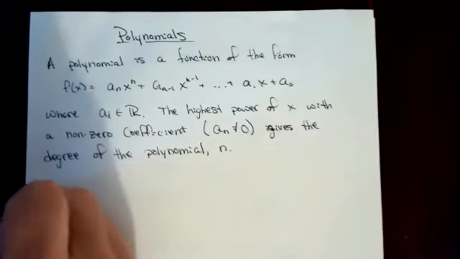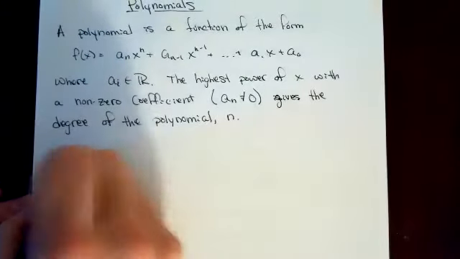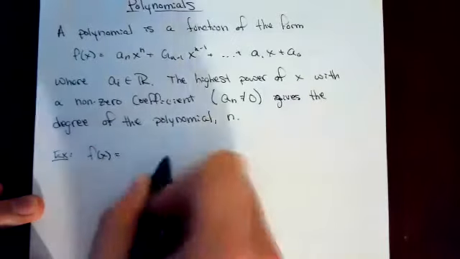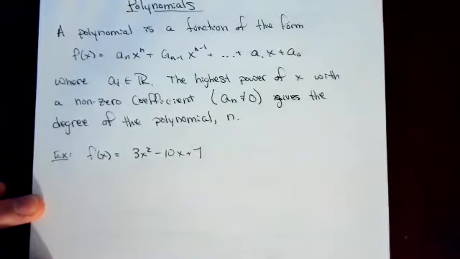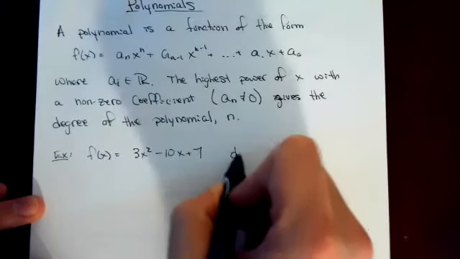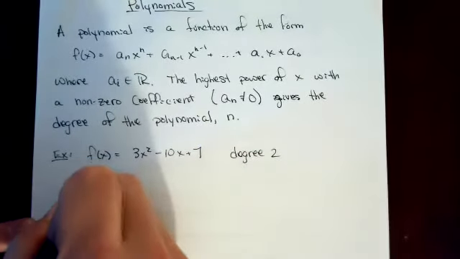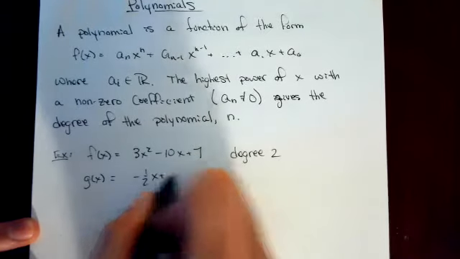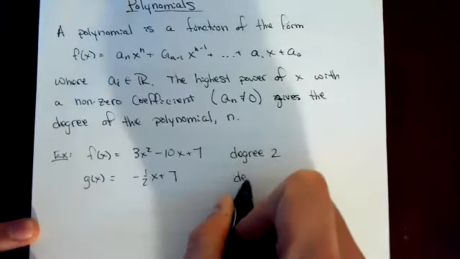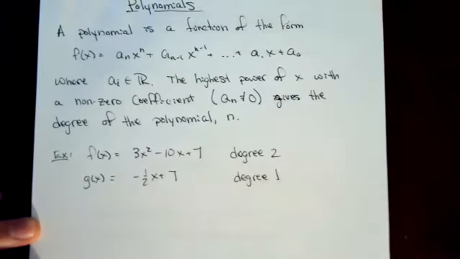So now some explicit examples. Quadratic functions that we've seen are polynomials, and this is a degree 2 polynomial. Functions like linear functions are still polynomials of degree 1. So the highest power of x is x to the 1. So linear functions are polynomials of degree 1.